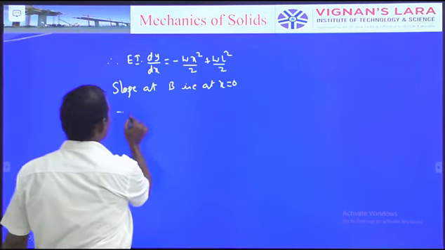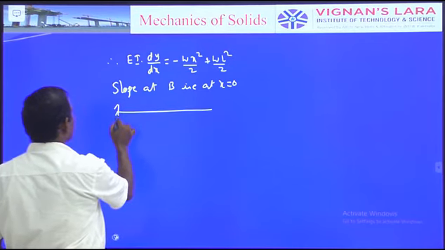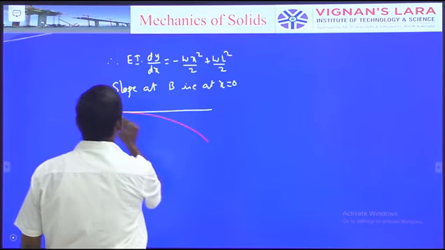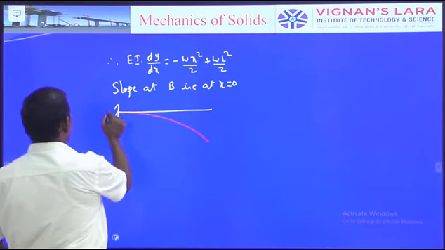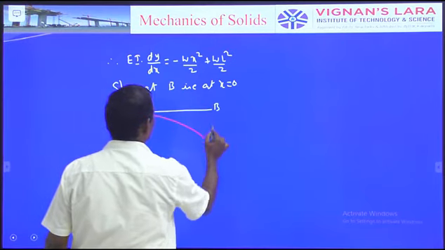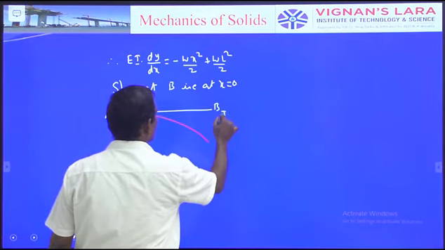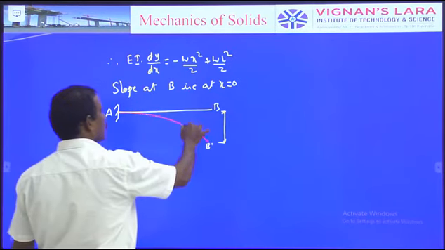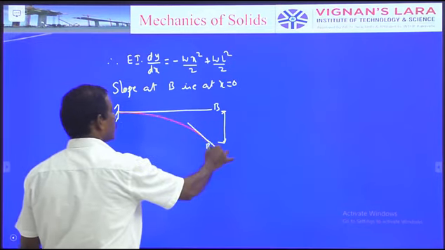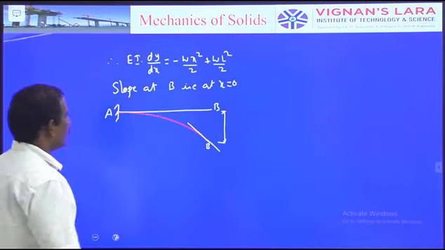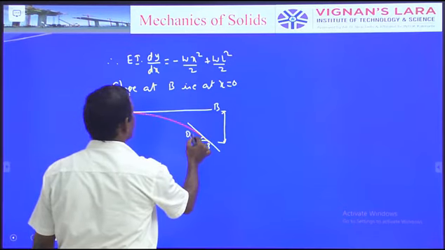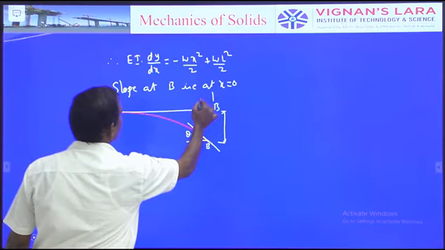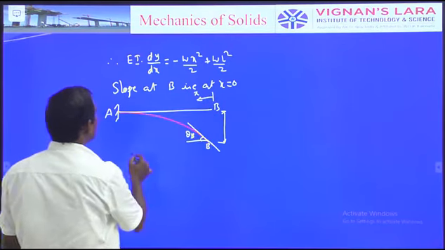So again, better to redraw that. This is the initial position. So what about the deflected curve? This is the deflected curve. This is A and this is B. This is the slope deflection, and this is, for example, B dash. I would like to find the slope at a particular point B. So this is theta B. Therefore, at x is equal to 0.